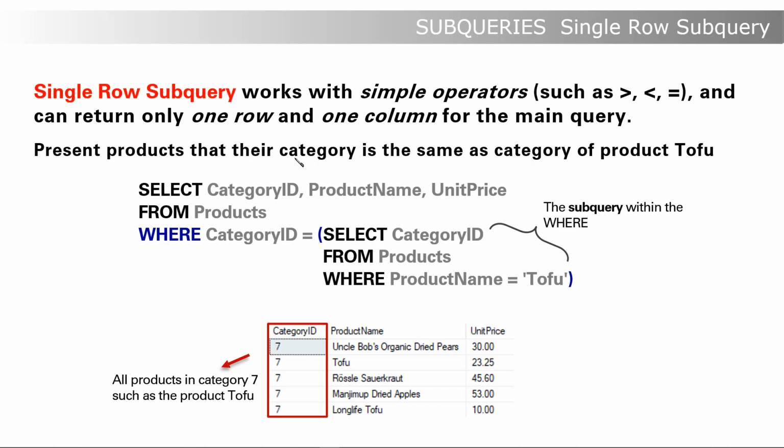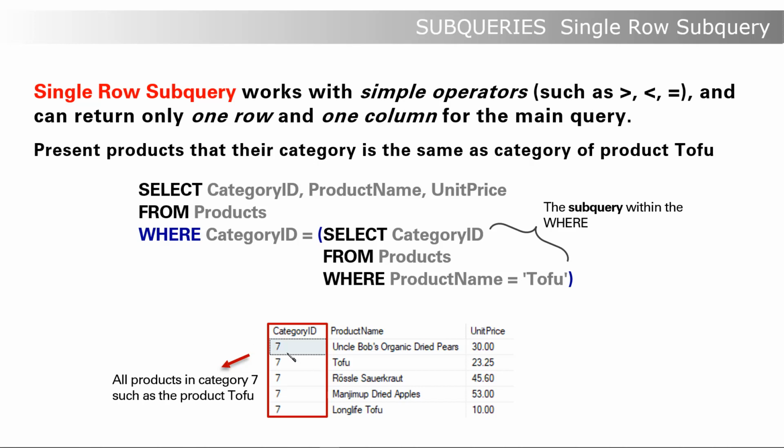What it means, we have the products, we want the category, the product name and unit price. Now we want all the category ID to be the same as the category ID of the product tofu. So what we do in the where, instead of writing category ID equals 7, because we don't know what category the product tofu is, so we write a subquery that brings us the category of the product tofu.